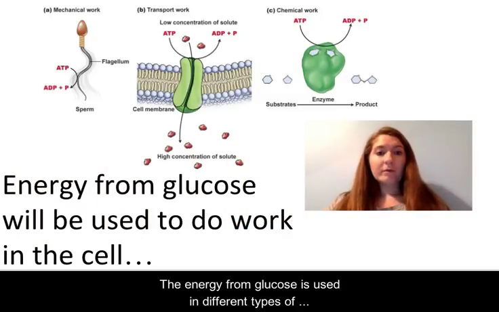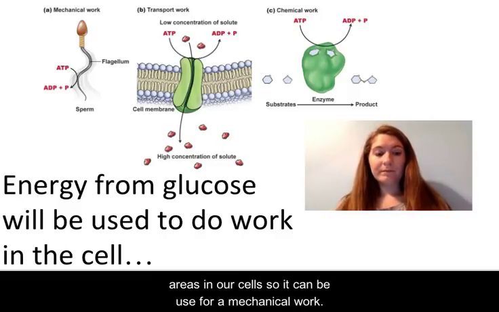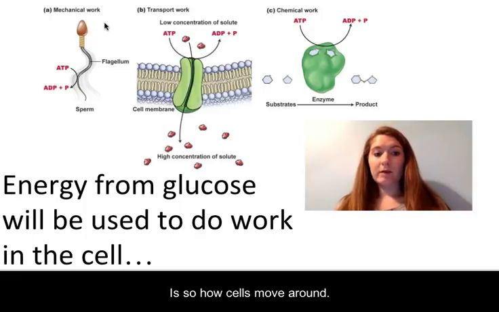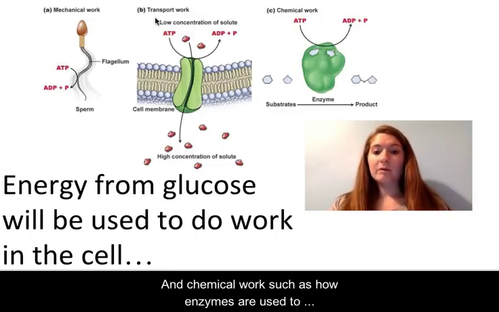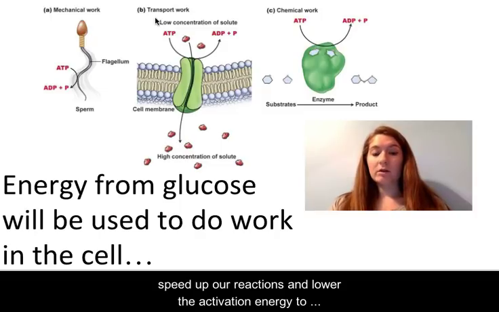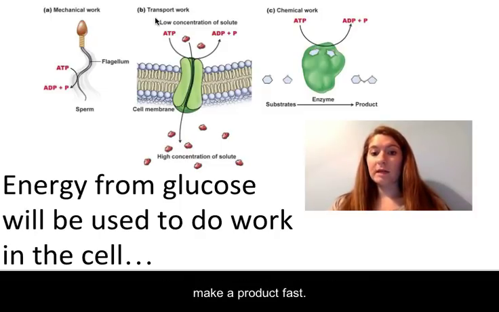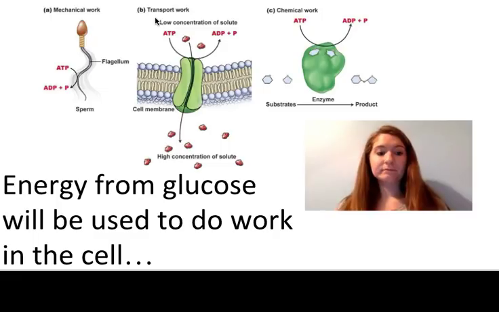The energy from glucose is used in different types of areas in our cells. So it can be used for mechanical work, which is how cells move around, transport work, how stuff is transported in and out of the cell, and chemical work, such as how enzymes are used to speed up our reactions and lower the activation energy to make a product faster. Your second keyword is ATP.